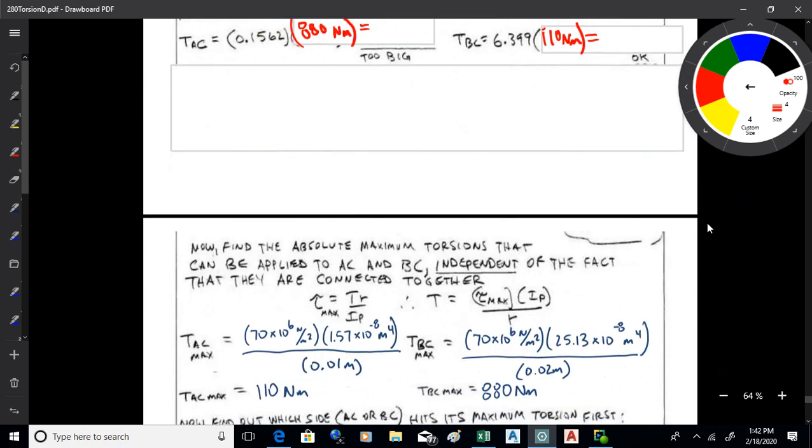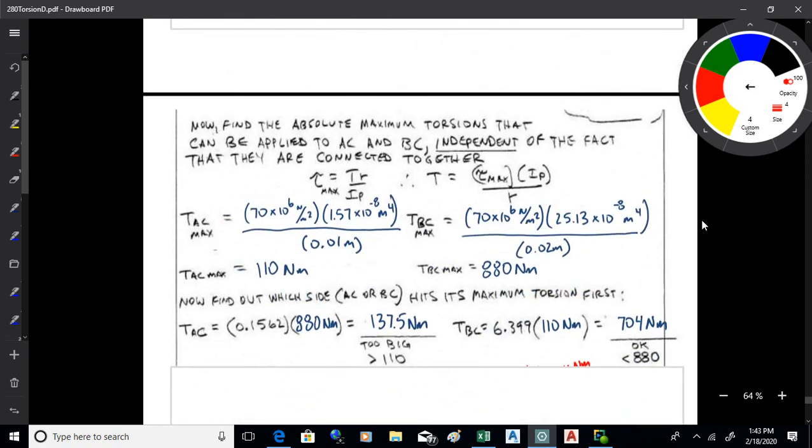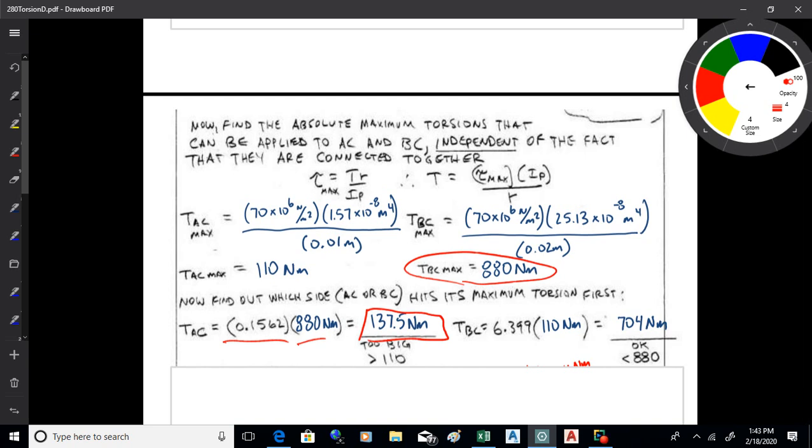Now I'm going to check and see which one maxes out first. And the way I do that is I use that torsion relationship with the angle, the TL over IG relationship, and the ratios that came out of that. So TAC is 0.1562 times whatever TBC is. Well, if TBC goes up to its maximum, TAC will be 0.1562 times that. It'll be 137.5. And see, that's too big. On the other hand, if I push AC to its max of 110, TBC is 6.399 times that. That's 704. That's okay. All right.